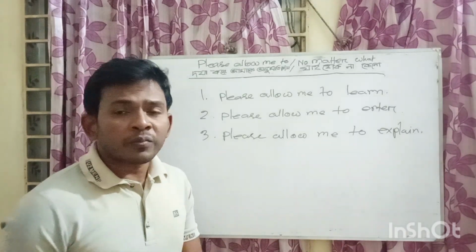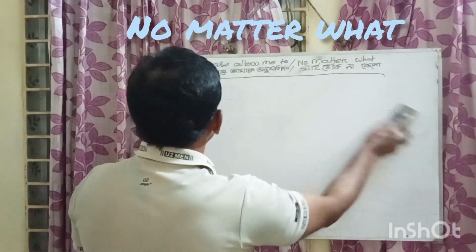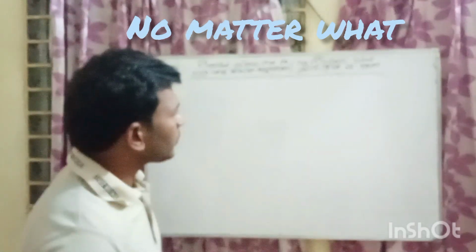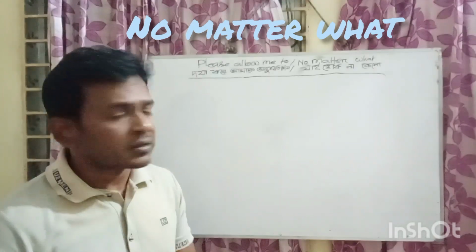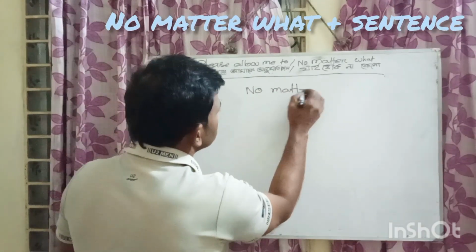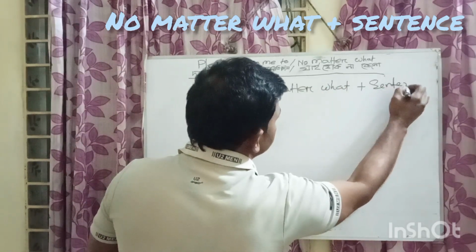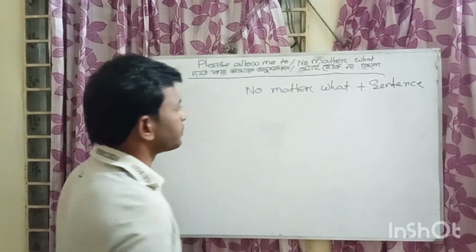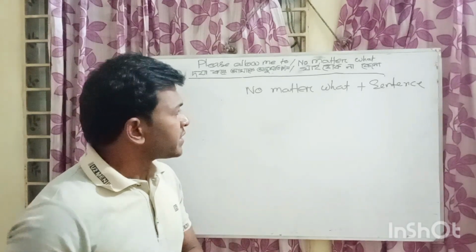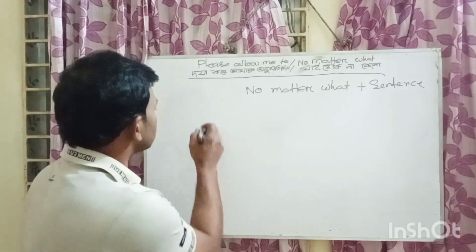Today our next topic was no matter what. No matter what, it means যাই হোক না কেন. It has a structure. Look. No matter what plus sentence. Let's mix sentence with no matter what. Then we can understand. Look, number one.